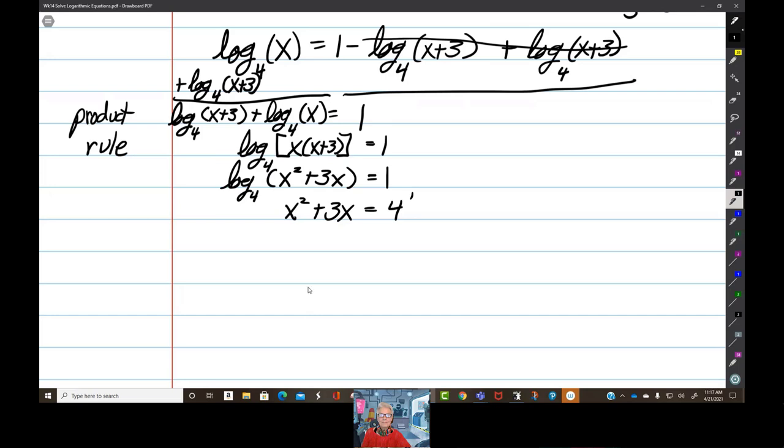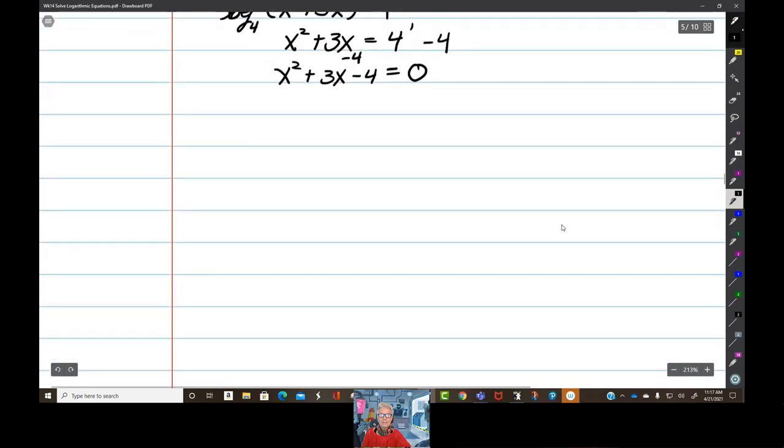Which is 4. So we'll subtract 4 from both sides. And what that will get us is X squared plus 3X minus 4 equals, what am I doing? Oh yeah, that's what I'm doing. I've got a quadratic equation. There's no choice here. Now negative 4 is going to equal 4 times negative 1, and 4 plus negative 1 equals positive 3, equals 0.